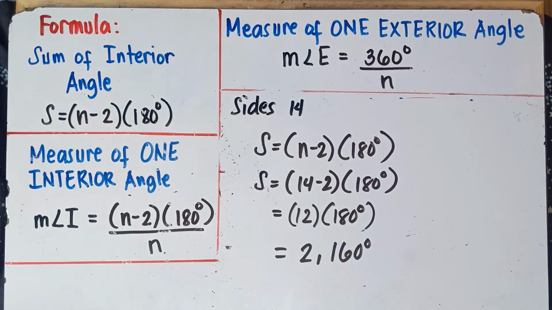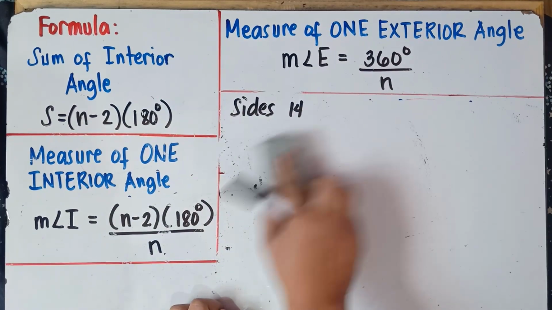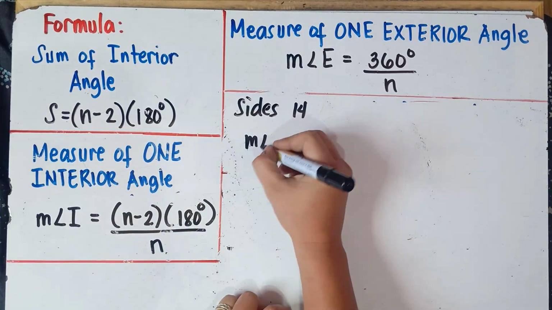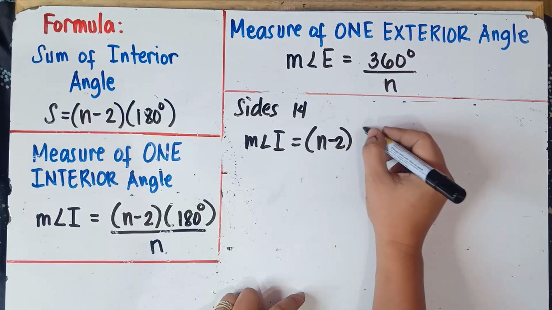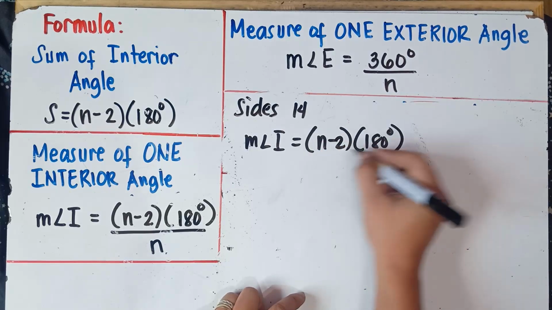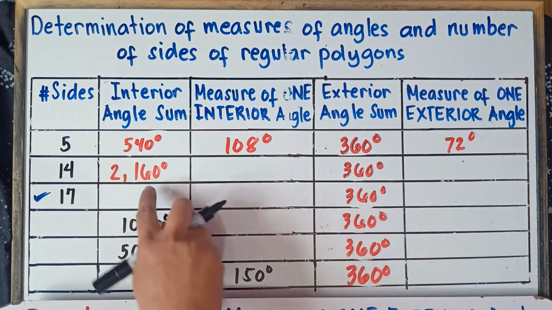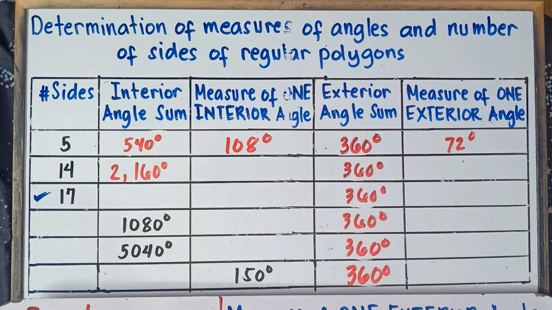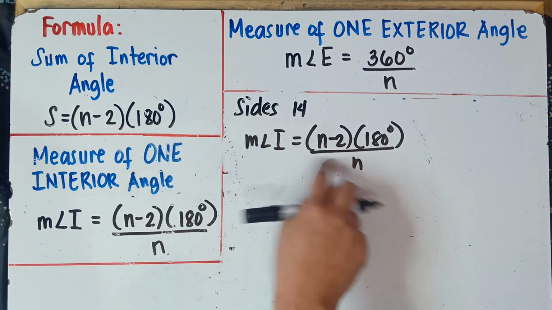Alright, and then to find the measure of one interior angle, we can use this formula. So let me just erase this one. The measure of one interior angle is equal to n minus 2 times 180 degrees divided by n. So our answer a while ago, class, we can simply divide by 14 because this is just the same.